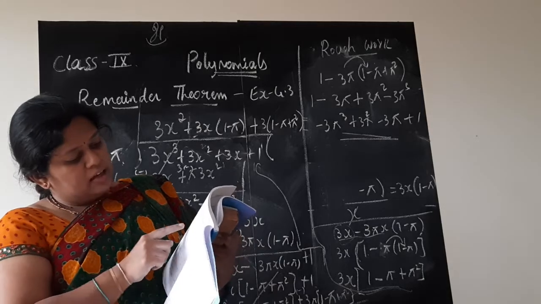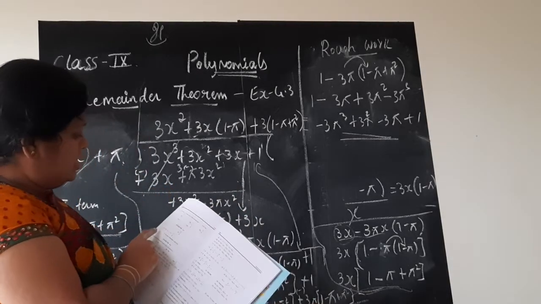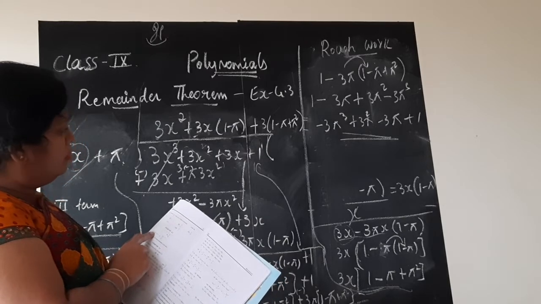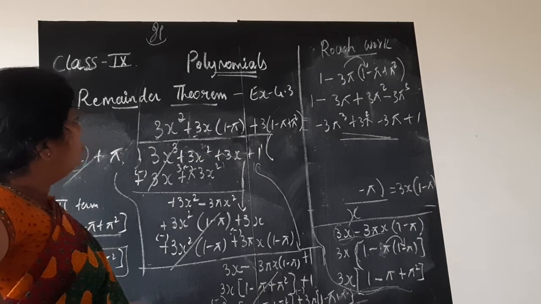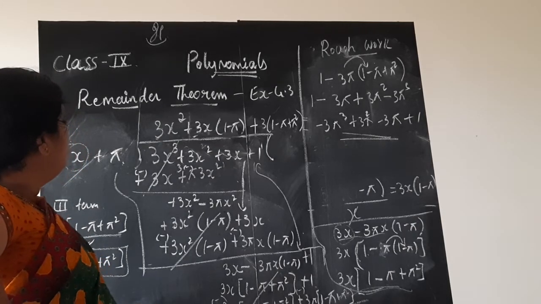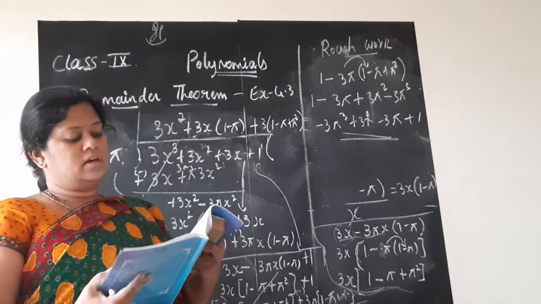So here I am checking with the answer, children. Minus 3 pi cube plus 3 pi square minus 3 pi plus 1. It is done. It is correct. So this is how you solve.